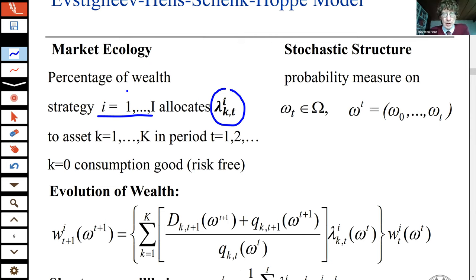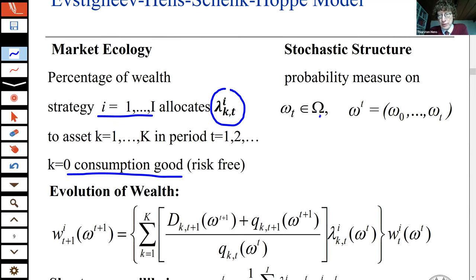Also, here in the model which I show you, I will include a so-called consumption good. So people can not only invest, but they can also withdraw. The consumption good is risk-free. So they can take out wealth from the process. So that's also important. Then we have to build a stochastic structure to model uncertainty.